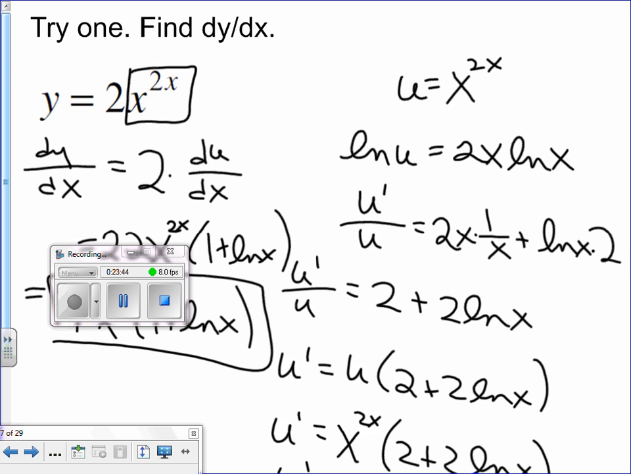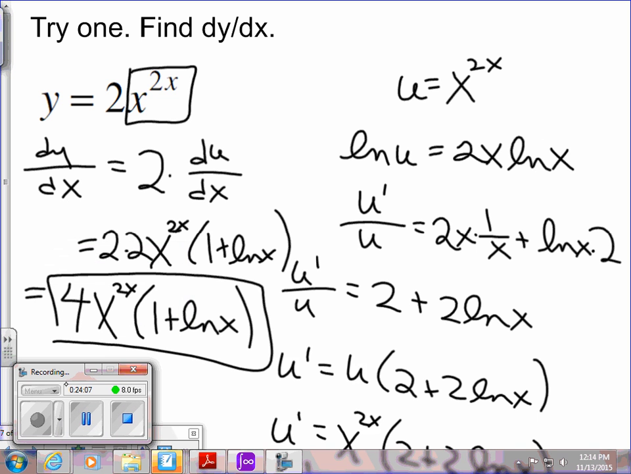In other words, we found the derivative of x to the 2x, okay? So the derivative of y is just 2 times that. When you find the derivative of a constant times some other function, you just keep the constant and then multiply by the derivative of what follows. It's like half the product rule, the other half 0.